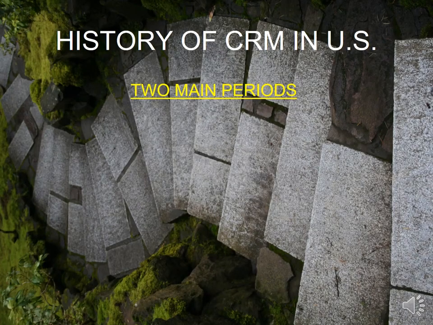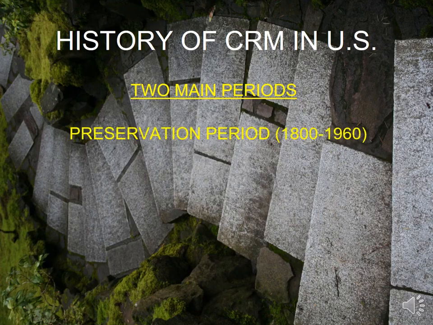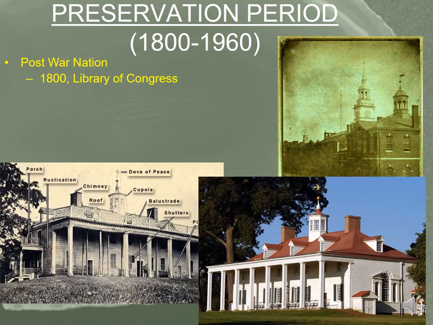So in terms of the history of the cultural resource management in the United States, there's 2 main periods of time. The first is called the preservation period from 1800 to 1960. The second is called the legislative period from 1960 to 2006. It even continues into today. So the preservation period basically started in 1800.